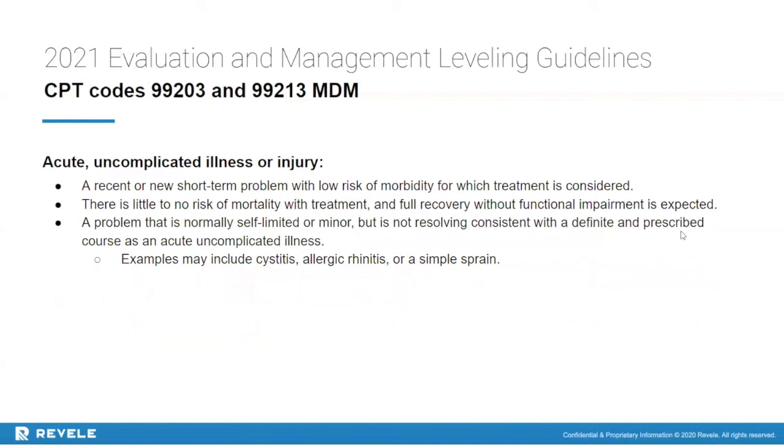For the same level, the terminology for acute uncomplicated illness or injury could be a recent or new short-term problem with low risk of morbidity for which treatment is considered, or there is little to no risk of mortality with treatment, and full recovery without functional impairment is expected, or a problem that is normally self-limited or minor, but is not resolving consistent with a definite or prescribed course, as an acute uncomplicated illness. An example could be cystitis, allergic rhinitis, or a simple sprain.